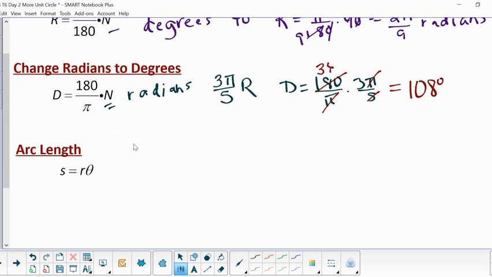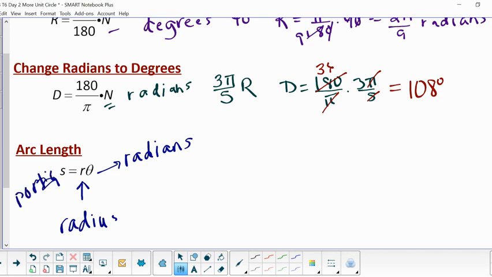All right, you also learned about arc length, and I just wanted to remind you that when you're working with this formula for arc length, the R stands for the radius of the circle you're working with. The theta stands for the angle, but the angle is in radians. So you need to make sure if it's not in radians, you change it to radians first. And then the S stands for arc length, but it really means a portion of the circumference of the circle.